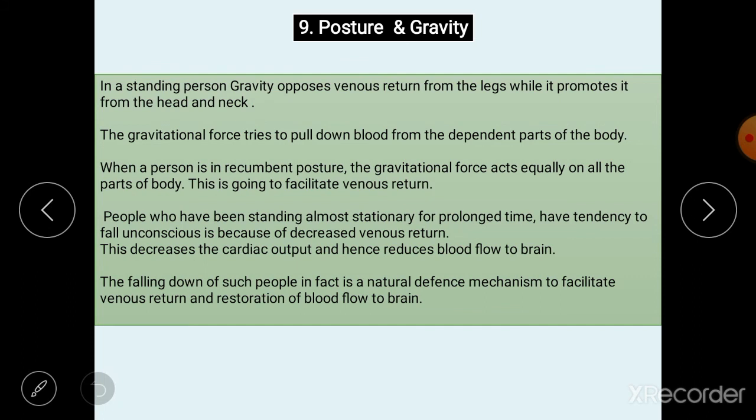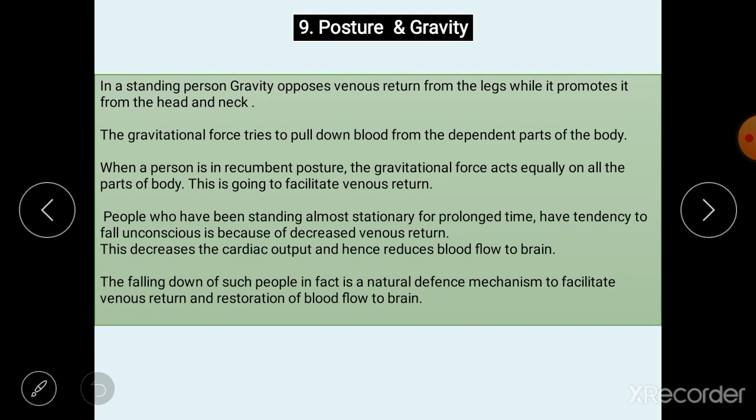Then another important factor which helps in venous return is the posture and gravity. As you already know, gravity opposes venous return. So if you are standing for a very long period of time, gravity is going to pull your blood towards your legs, and if you keep standing for a very long time without moving your legs or compressing your calf muscles, the blood is going to pool within your legs, your venous return is going to decrease, and the blood flow to your brain is going to decrease.